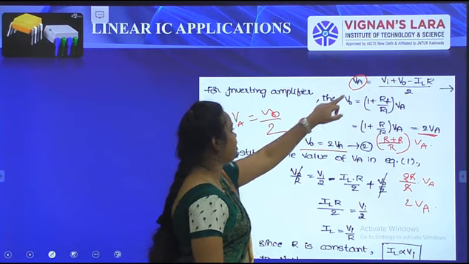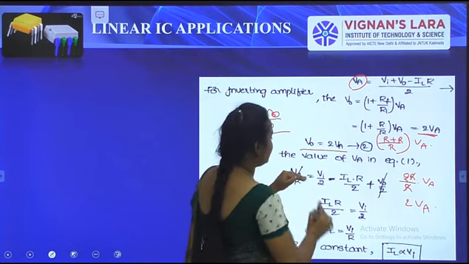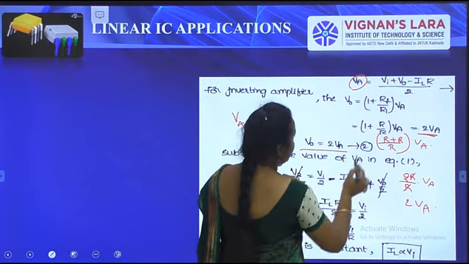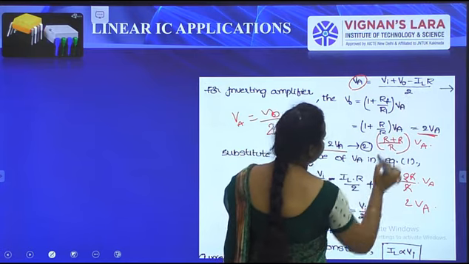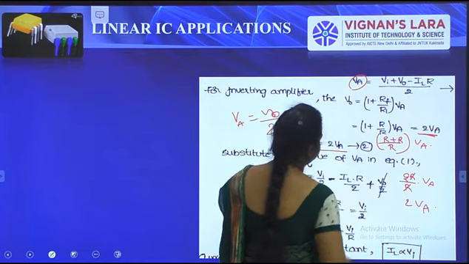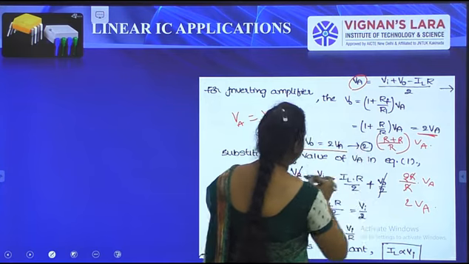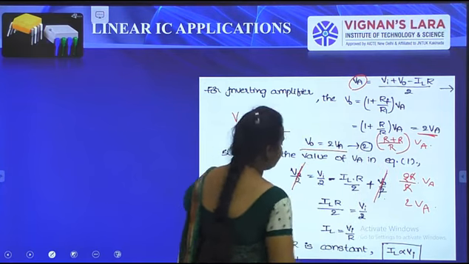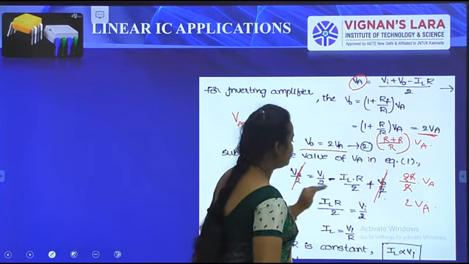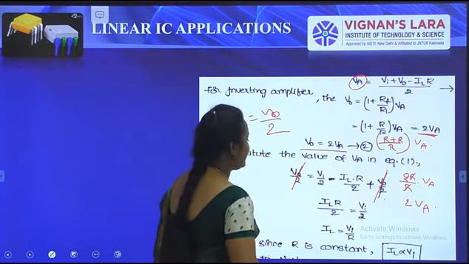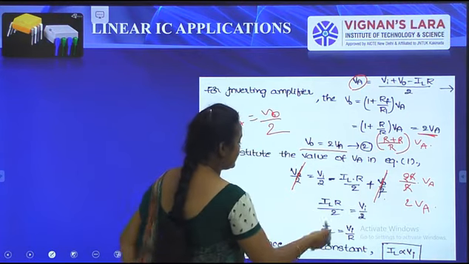So in the place of VA, put V0 by 2 is equal to minus VA by 2 minus IL into R by 2 plus V0 by 2. V0 by 2 gets cancelled. Then IL R by 2 is equal to Vi by 2. We can get IL R by 2 is equal to Vi by 2.